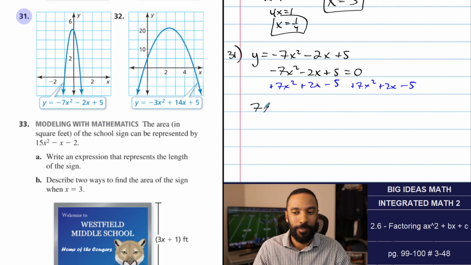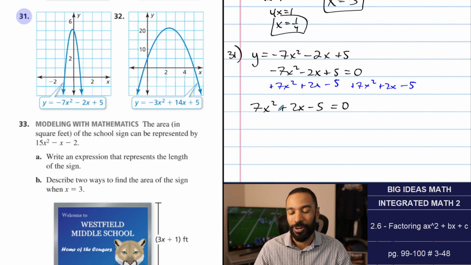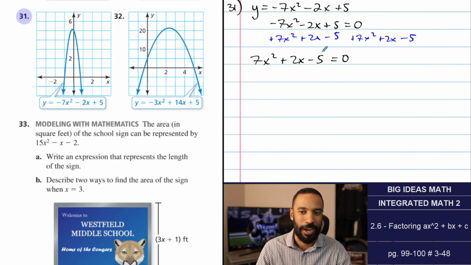It's not about what's on the outside factoring. It's about what values of x give us 0. And negative and positive 0 are both 0. It doesn't matter which way it works.